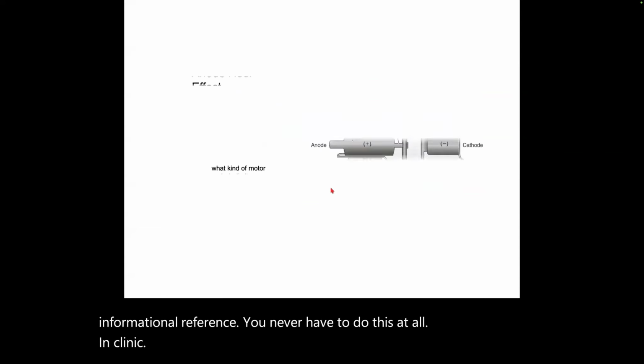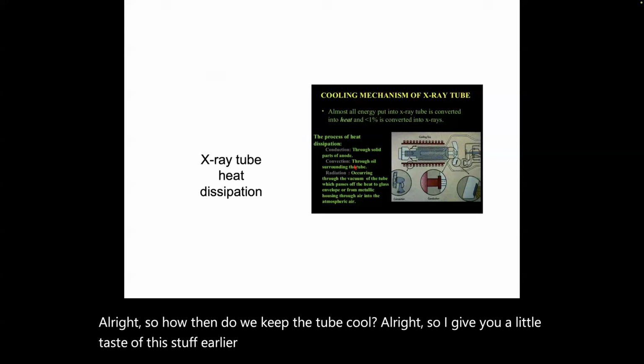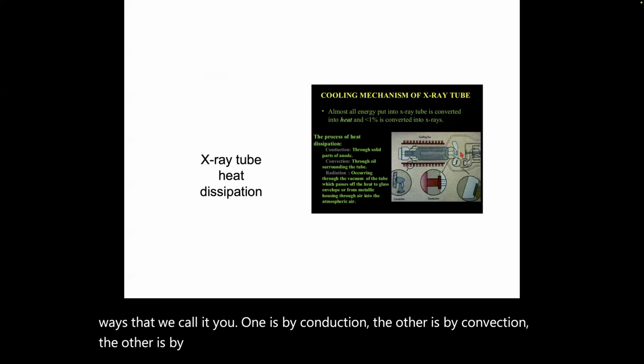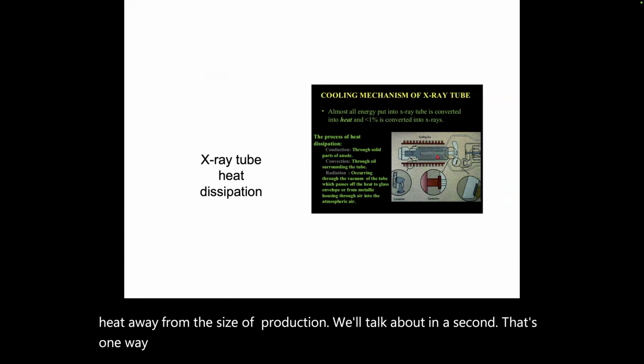All right, so how then do we keep the tube cool? I gave you a little taste of this earlier on in another PowerPoint, but there are a couple ways that we cool the tube. One is by conduction, the other is by convection, the other is by radiation. Pretty straightforward. So the anode conducts heat away from the site of X-ray production. We'll talk about it in a second. That's one way. So by conduction, which is how heat moves through solids.